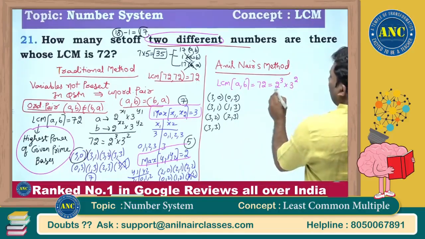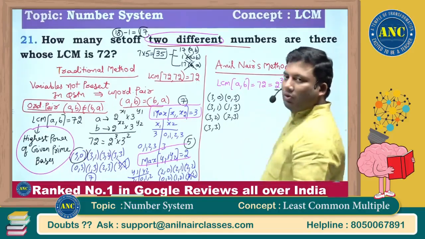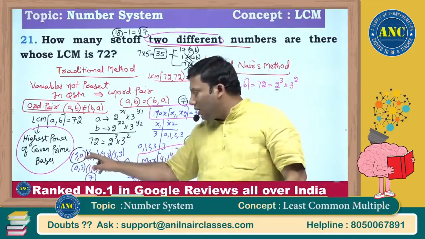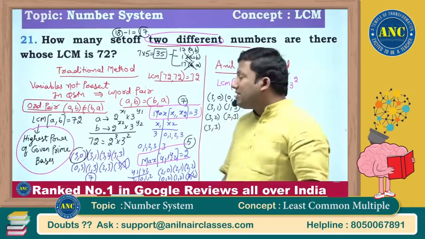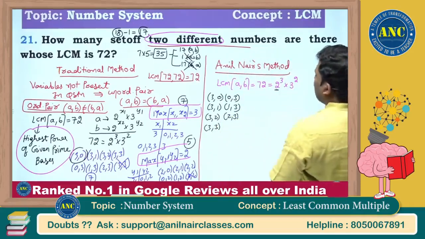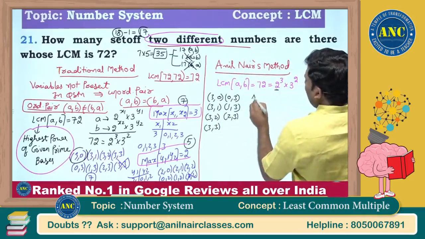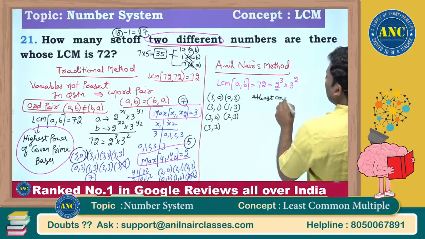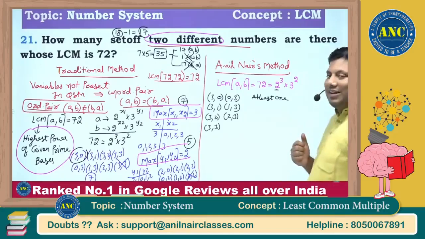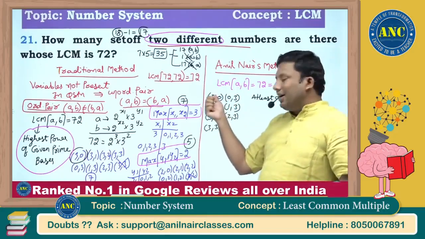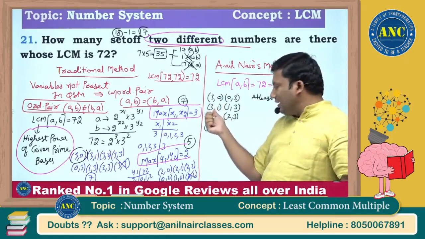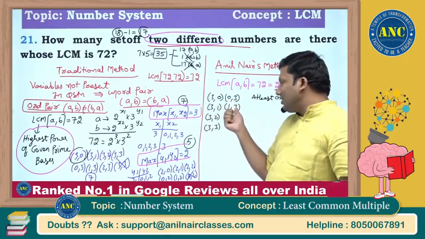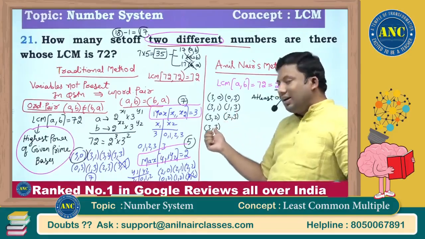To distribute this power of 2, totally how many cases did I get? 1, 2, 3, 4, 5, 6, 7. 7 cases. Can I say at least one of them contains 3? In the pairs, 3, 0 contains 3. 3, 1 contains 3. 3, 2 contains 3. 0, 3 contains 3. Each of them contains 3.